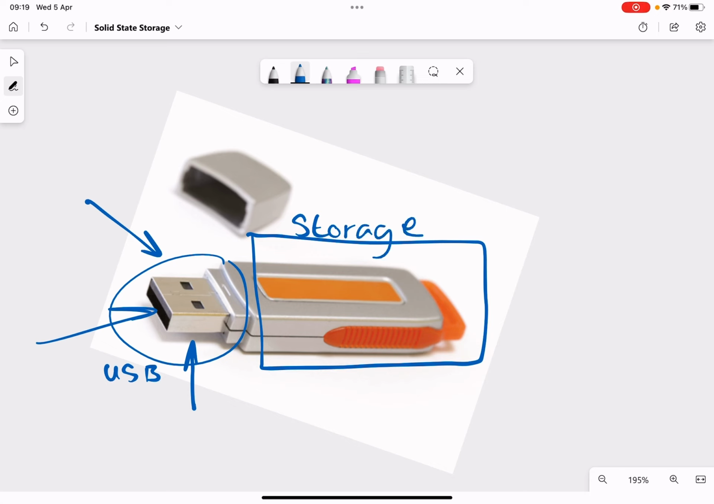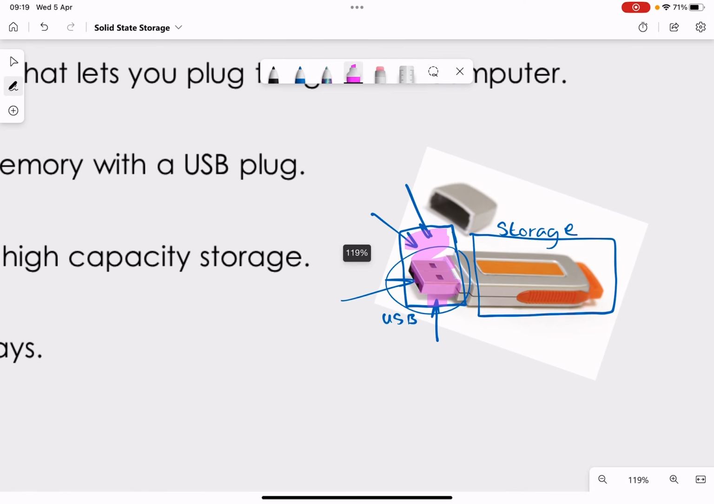This is a storage device that uses USB to connect to a computer. That's what it is. The USB has nothing to do with storage. It's a connection. This here is a connection. Okay? Well, let's have a little closer look.